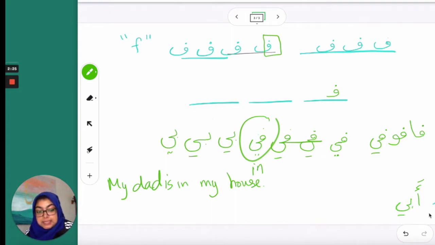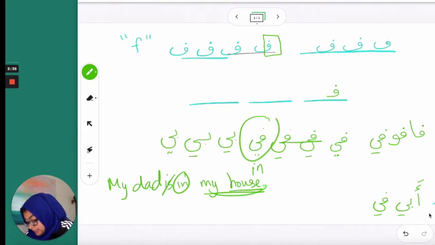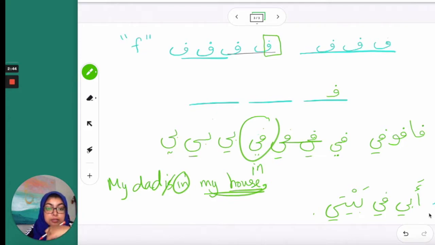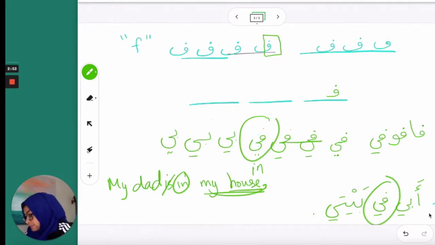Abi, my dad. Remember, there's no word for is, so we cross that out. We just put the word in. Abi, fi. My house. Remember, house goes first, and then my is the ya at the end. Fi beiti. Abi fi beiti. So now you can use fi and try to create sentences using the preposition fi.